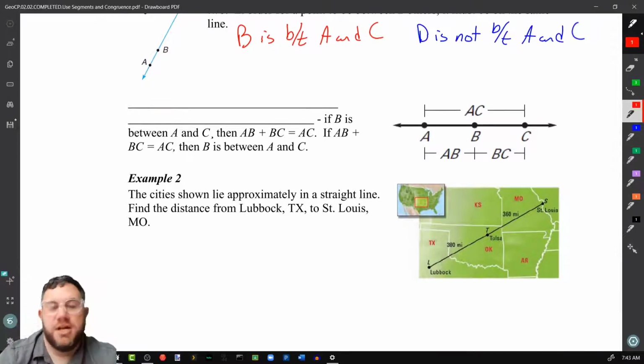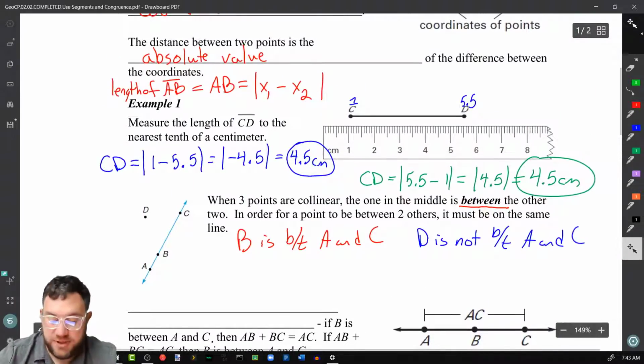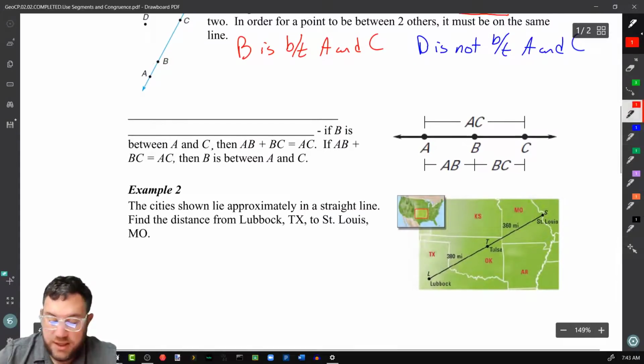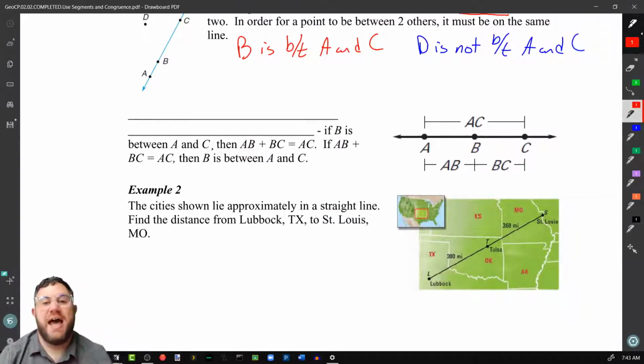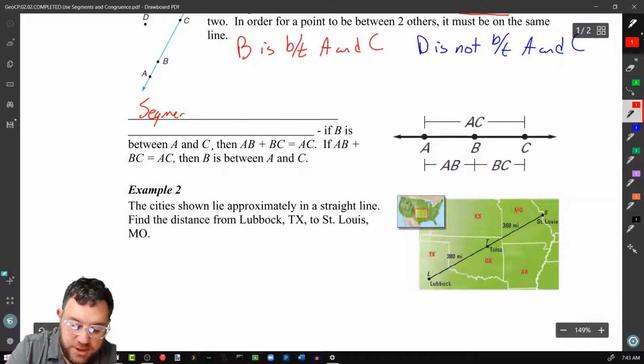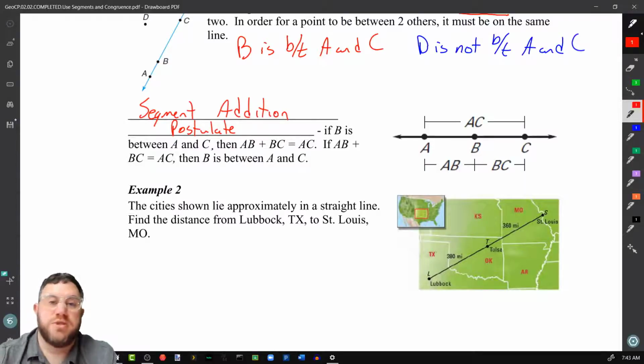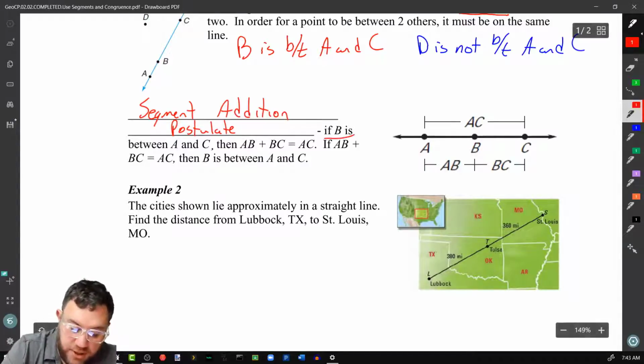All right, so ruler postulate basically said we can measure things. We can measure lengths. And then we were able to find the length, the distance between 2 points. Now what we're going to move into is adding segments together. So this is called the segment addition postulate. And this is one of those things you are going to use all the time, so you need to know it. And it starts with if B is between A and C.